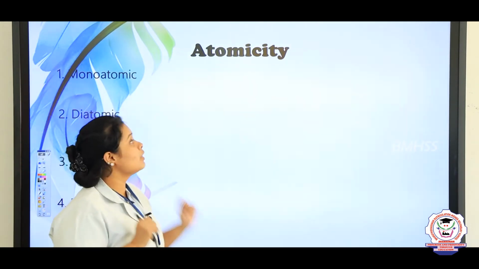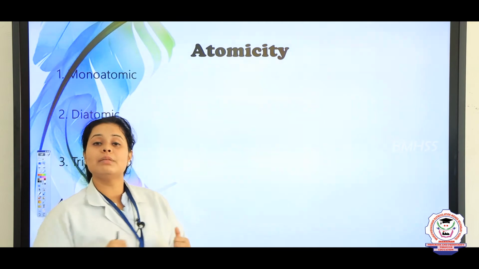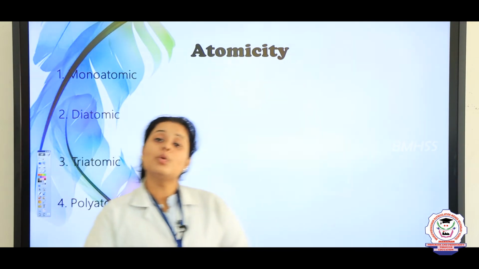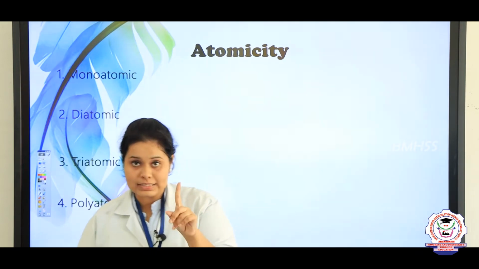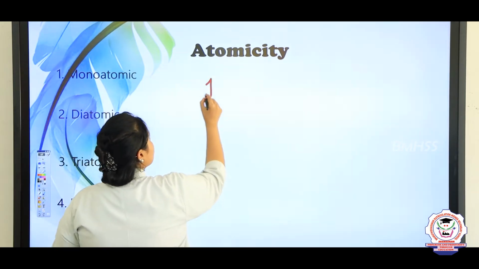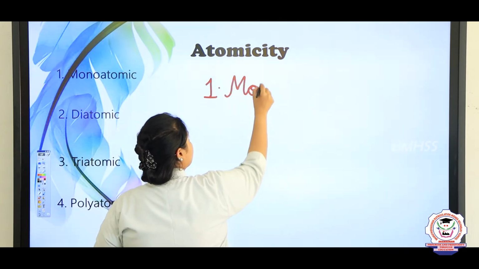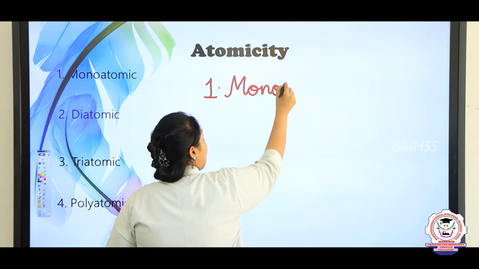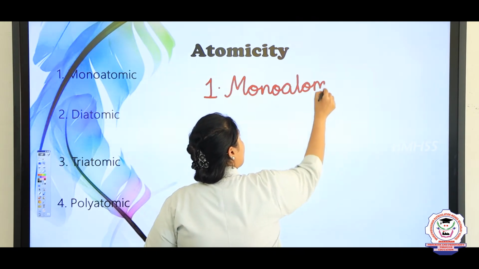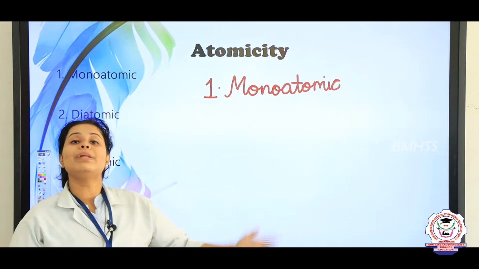Okay students, now we are going to study atomicity. Atomicity means how many atoms are present. Whenever there is the presence of one atom, we say it is monoatomic. So first is monoatomic, and the best example of monoatomic is the noble gas elements.